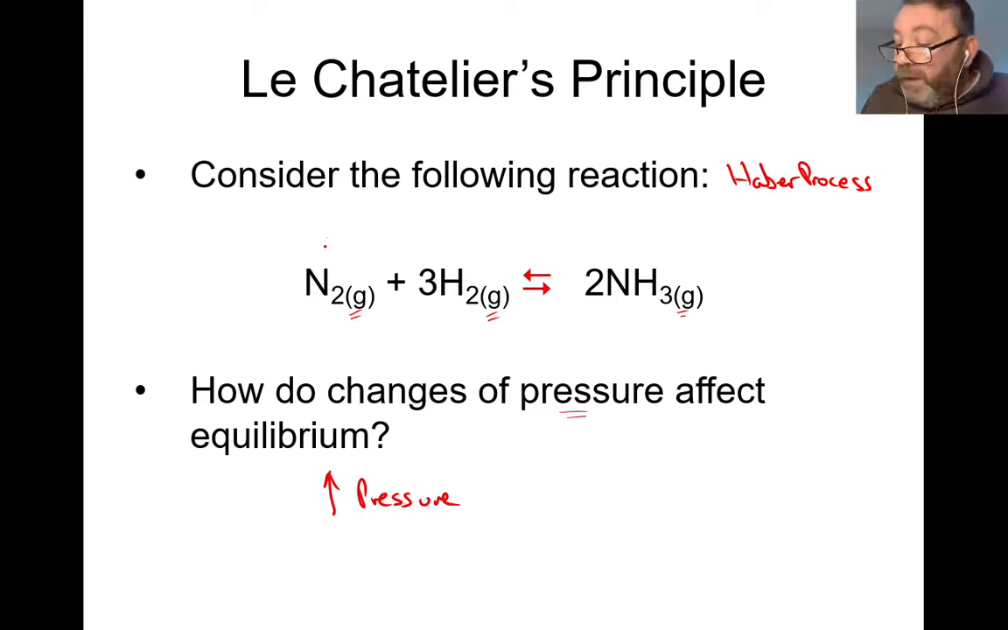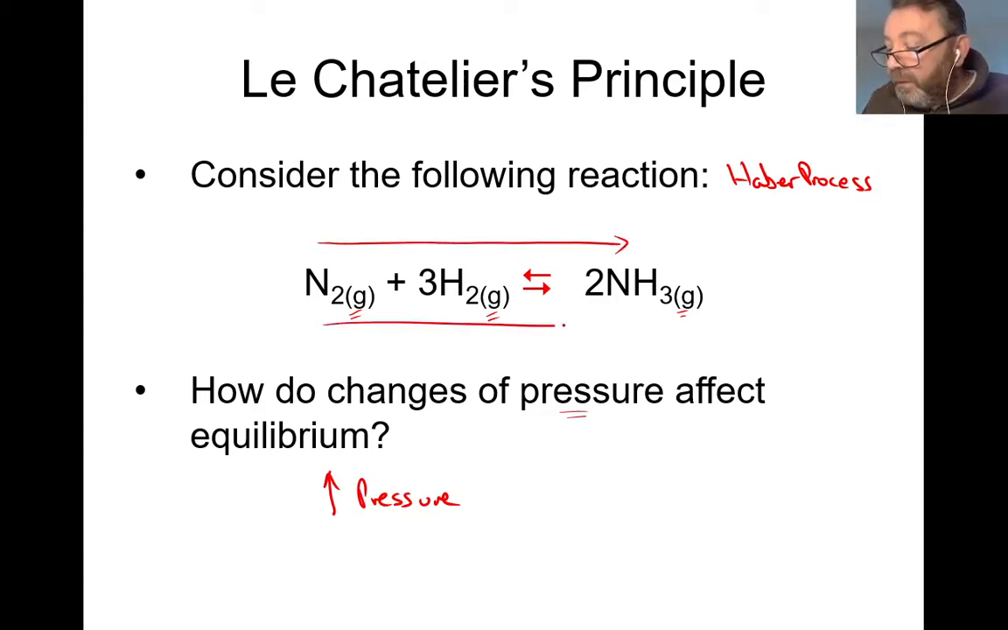Now, the only way that the system can decrease the pressure is if it moves towards the side that has the least amount of volume. The left hand side has 1 volume of nitrogen and 3 of hydrogen, so there are 4 volumes over here, whereas on the right hand side there are only 2 volumes. So what you will always do by increasing pressure is force the equilibrium to move to the side that has the smaller amount of volumes.